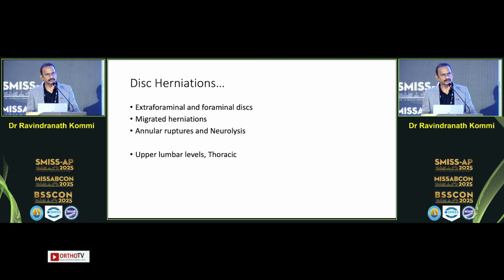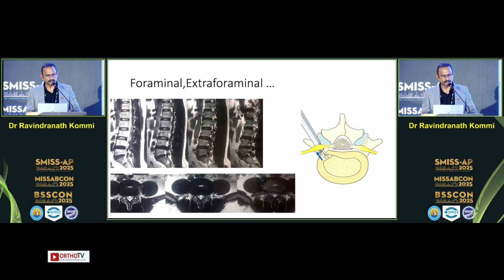And because these fragments are right in the path of your scope, they can be very easily removed. Similarly, we can deal with migrated herniations, either superior, inferior, or even dorsal migrations. There is also some aspect of annular ruptures where we see a HIZ, which can be beautifully dealt with by transforaminal scopes. And for upper lumbar levels and thoracic discs, this might be a nightmare for an open spine surgeon, whereas for a transforaminal or interlaminar surgeon, these problems can be solved in a very easy way.